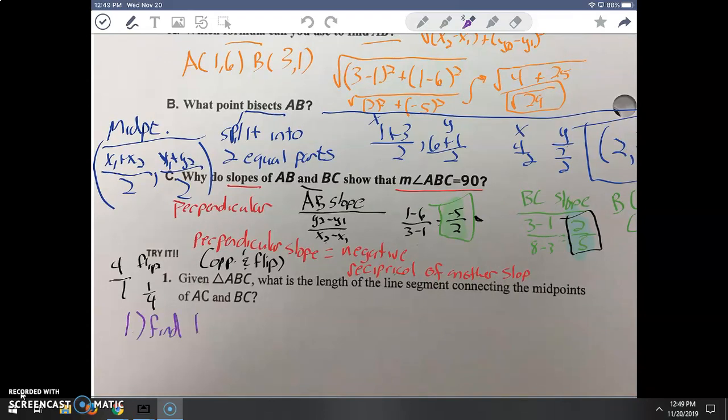find both midpoints, and that means BC and AC. So after you find the midpoints, the second thing you need to do is find the distance with the two midpoints. Okay? So do the first thing, find the midpoints, then take those midpoints and do the distance formula. Okay?